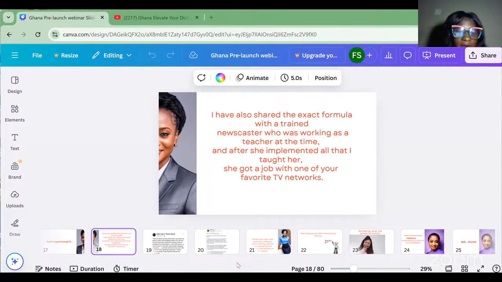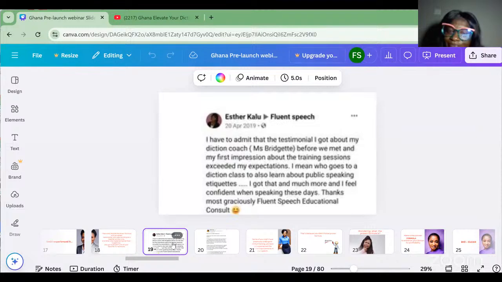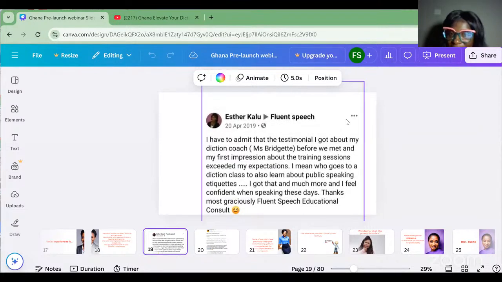Now, this is feedback from Esther. I screenshotted this feedback from Facebook. You can search it, for some of us that are not always convinced easily. So her name is Esther Kalu. You can go on Facebook to search. This is the name of the page you got our advert from, Fluent Speech. So here she said, I have to admit that the testimony I got about my diction coach, Miss Bridget, remember my name, Olubukola R.B.